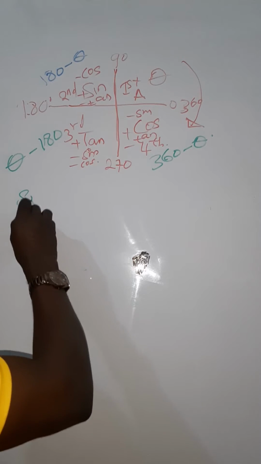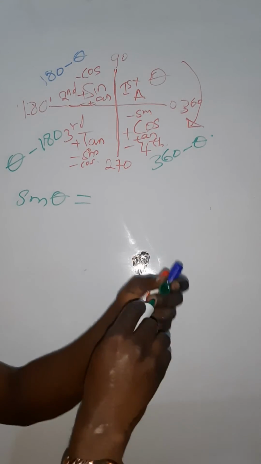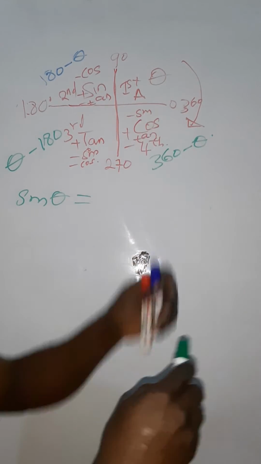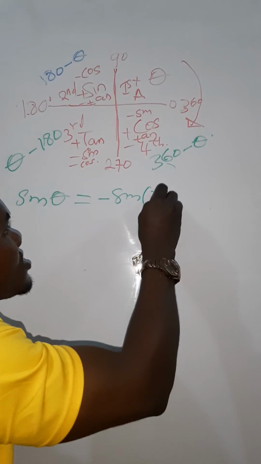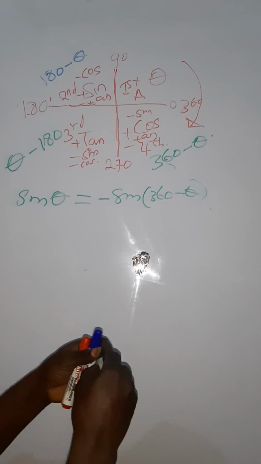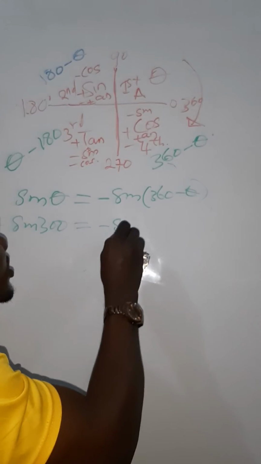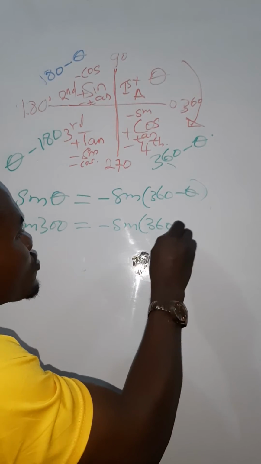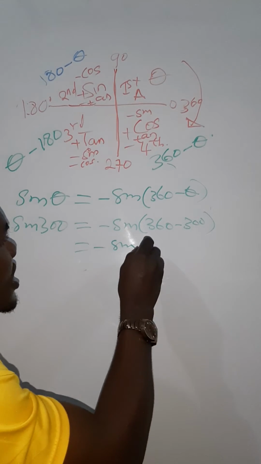So if I'm to look for sine theta, I'm now considering the fourth quadrant, which is greater than 270, so it's between 270 and 360. By applying this formula, and I also know that in the fourth quadrant sine is negative, I will apply minus sine 360 minus theta. So let's assume I want to find sine 300. When you press sine 300, it's going to give you the same result as when you subtract 300 from 360. And this one will give you minus sine 60.